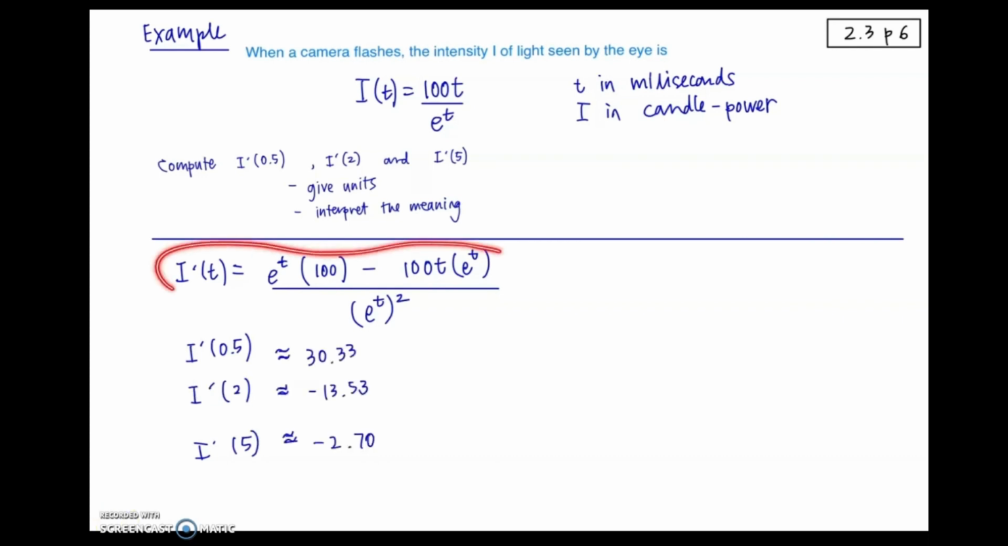So knowing that this is our derivative function here, we can just easily plug in. I used the Desmos calculator to find the derivative at each of these values, and these are the values rounded off. Okay, so now we need to decide what the units of each of these numbers will be, and the units should be the output unit over the input unit. So the units should be candle power per millisecond for each of these.